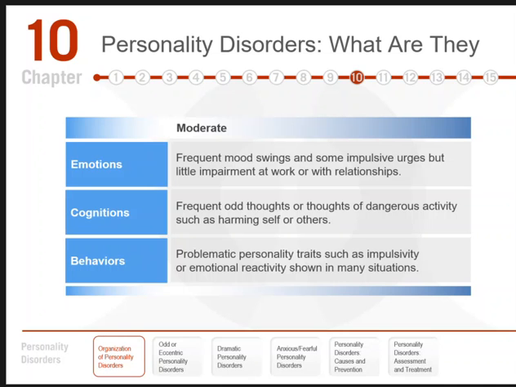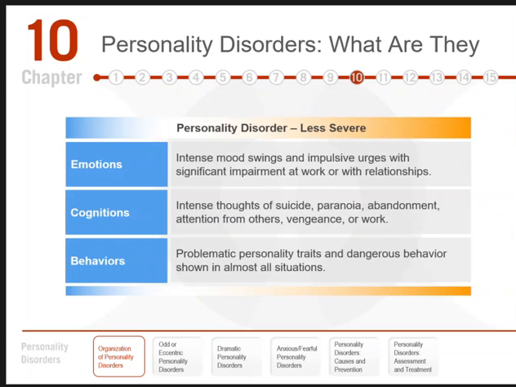So you've come to be expected to be impulsive or kind of reactive. Maybe you get angry easily, you have a short fuse, all those kinds of things. And then severe, or less severe, you can see, I'm not going to read all these, okay? You can see as these go up this continuum, they just get more intense and they become more problematic. In other words, they're causing you or other people problems.